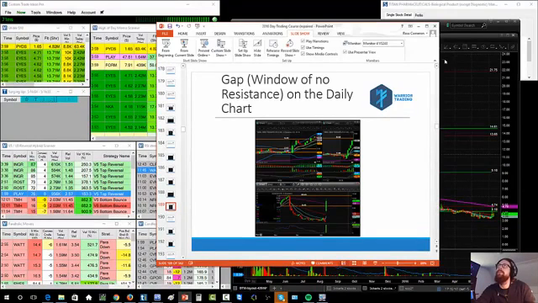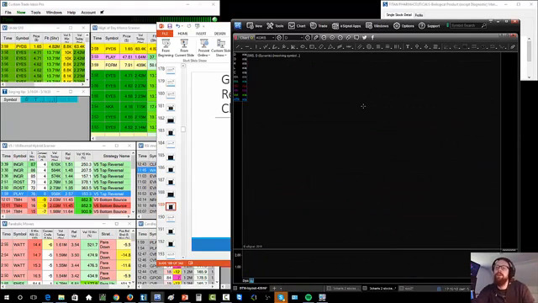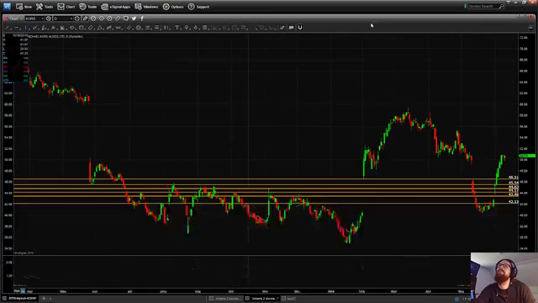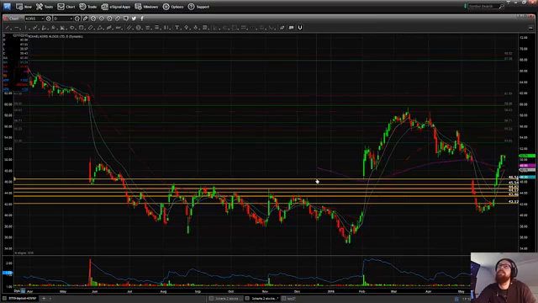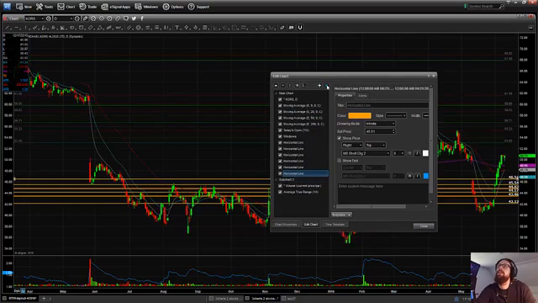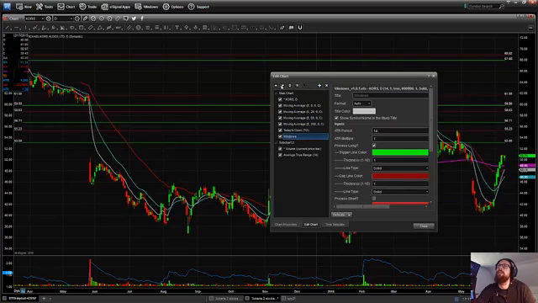All right, so now let's take a look at a couple charts. So someone mentioned cores. All right, now I'm gonna delete these trend lines. All right, so those are gone.